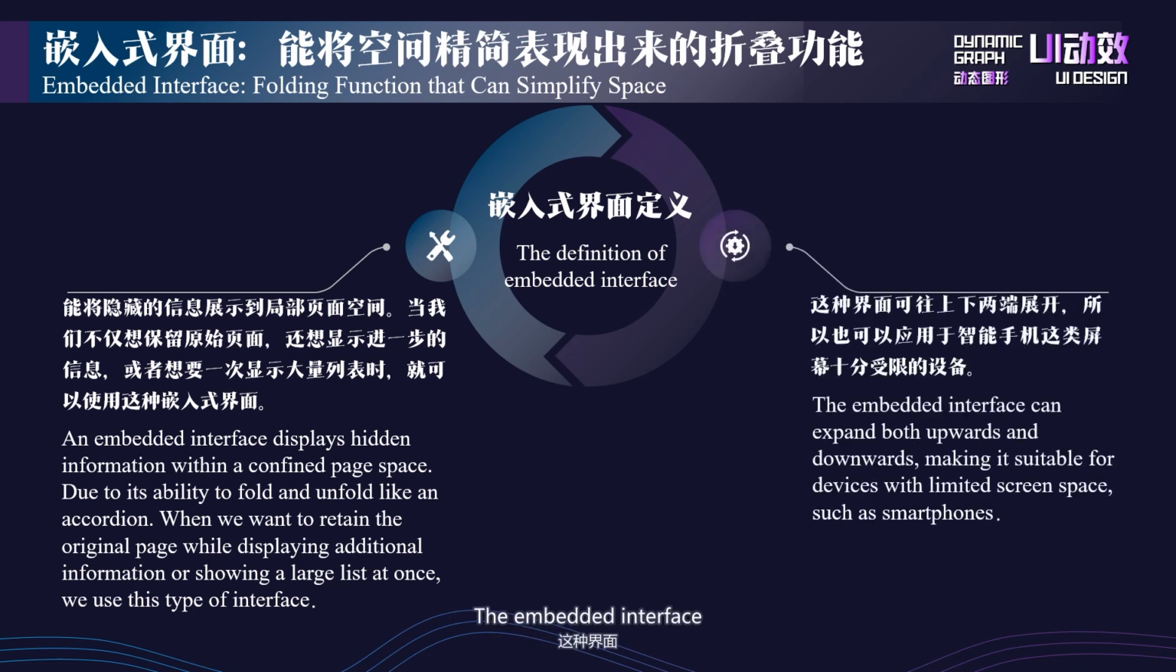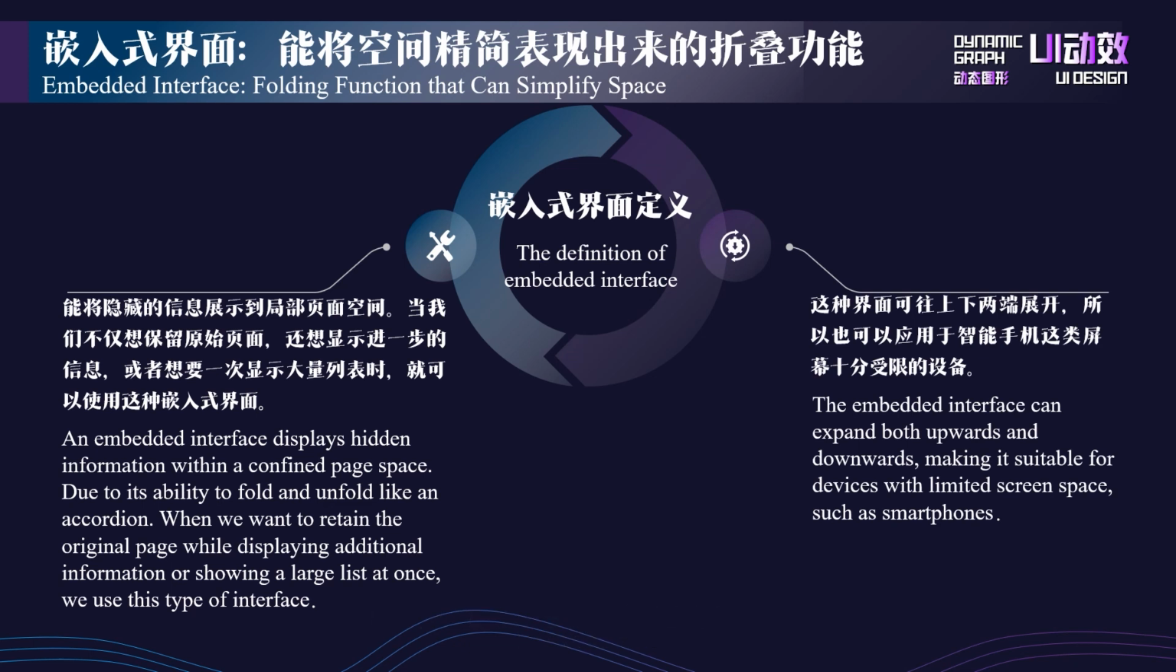The embedded interface can expand both upwards and downwards, making it suitable for devices with limited screen space, such as smartphones. This image shows the embedded interface for a smartphone. You can see the page only displays the product title, while the detailed content remains collapsed within the page. Users can expand the content as needed. Multiple lists can be expanded simultaneously.